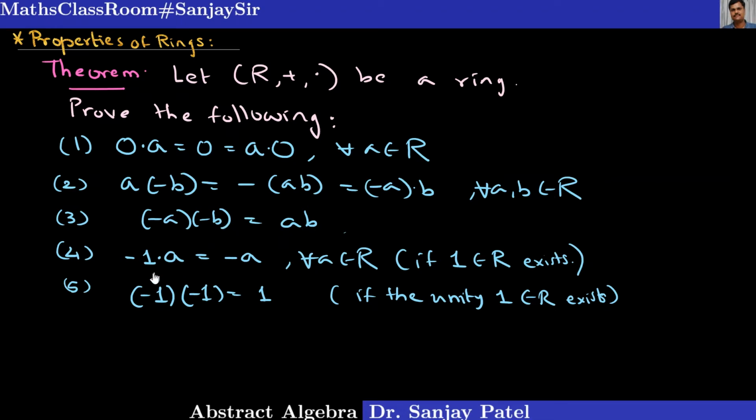Minus 1, this 1 is the unity element. Results 4 and 5 are valid only when the unity element exists in the ring. So if 1 belongs to R, we can write minus 1 into A is equal to minus A. And minus 1 into minus 1 is plus 1. And remember again, 1 is the unity element of the ring. So let us prove.